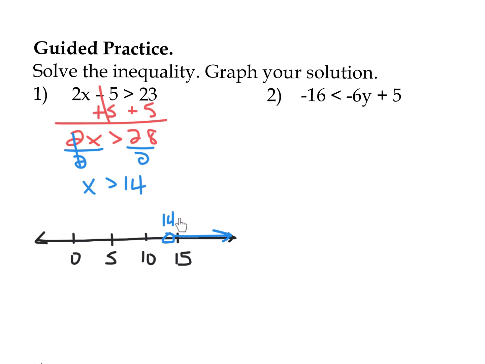So if I take 15, for instance, and put it in here for x, 2 times 15 is 30. 30 minus 5 is 25. 25 is greater than 23 would be a true statement. So that shows that it looks like my answer's on the right track there for solving that inequality.